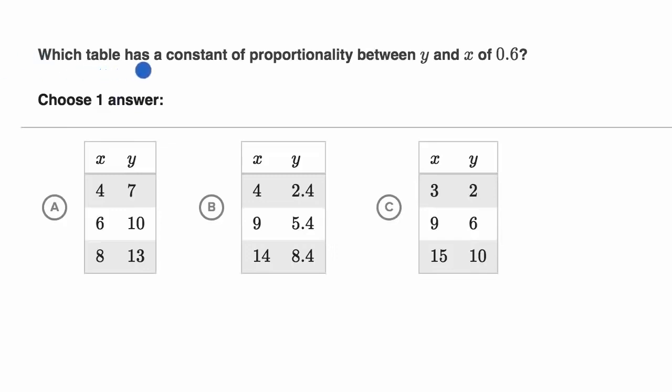We are asked which table has a constant of proportionality between y and x of 0.6. Pause this video and see if you can figure that out.